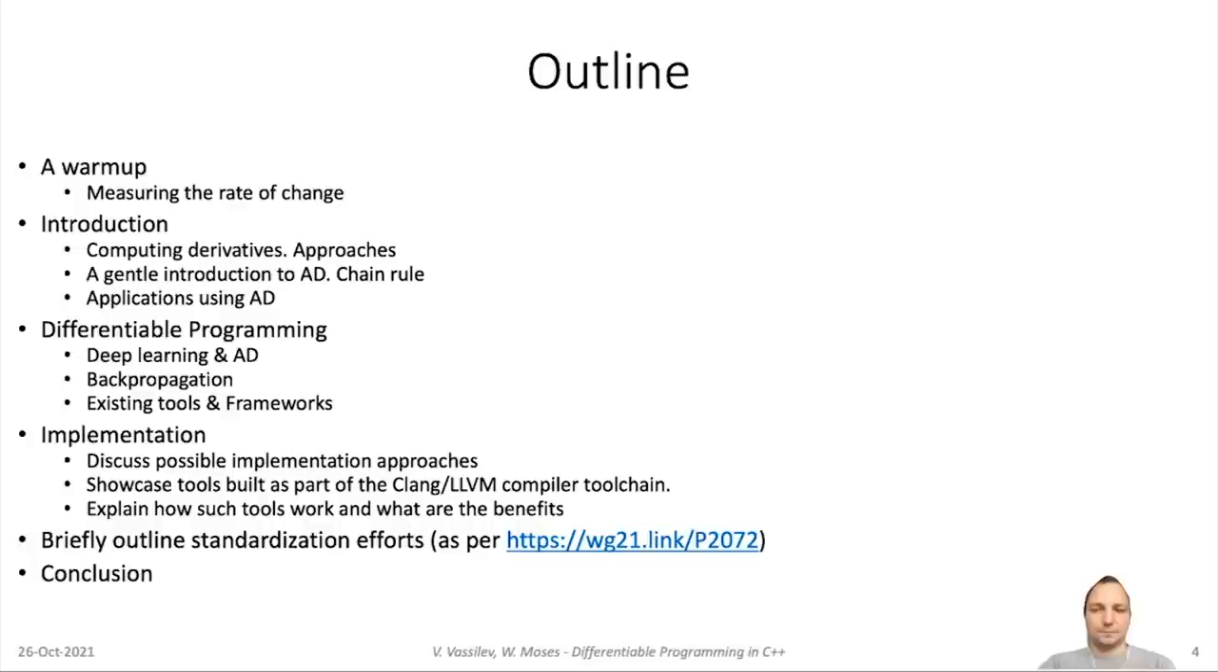We will talk about existing tools and frameworks, and we will talk about implementation. We would discuss possible implementation approaches of automatic differentiation. We want to showcase tools that were built as part of the LLVM and Clang compiler toolchain. We want to explain how such tools work and what the benefits are. We briefly outline our standardization efforts and we conclude.